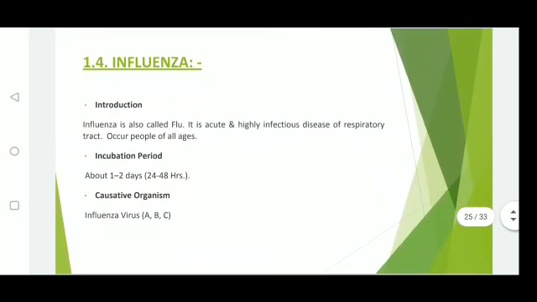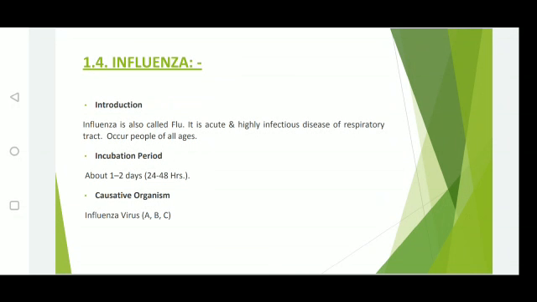Then the fourth one, influenza vaccination. So what is influenza? Influenza is also known as flu. It is an acute, highly infectious disease of the respiratory tract. Usually it occurs in all age groups.